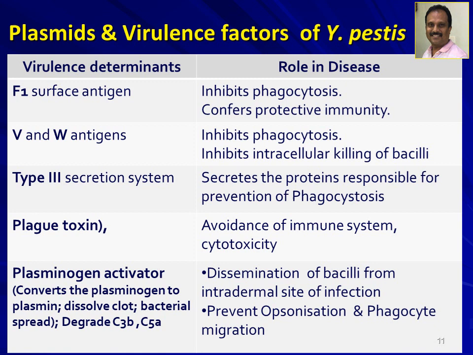Type 3 secretory system. This type 3 secretory system is responsible for injection of the proteins responsible for their pathogenicity, which are again responsible for the inhibition of phagocytic activity. Next one is the plasminogen activator, which converts plasminogen to plasmin, which dissolves the clot and is responsible for bacterial spread. It also degrades C3b and C5a, which are important complement components, and is responsible for the dissemination of bacilli from the intradermal site of infection, and they also prevent opsonization and phagocytic migration.